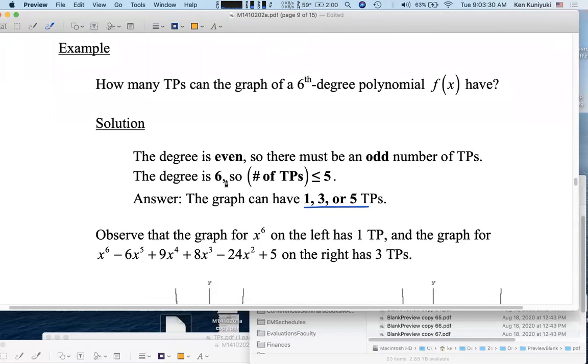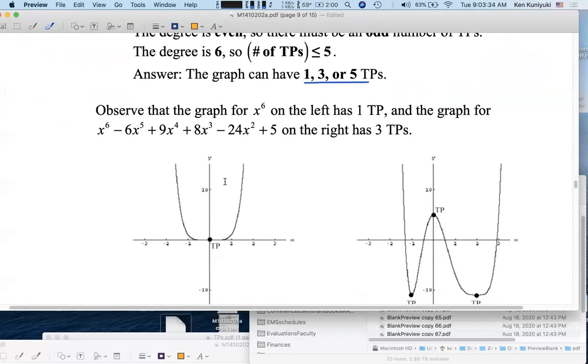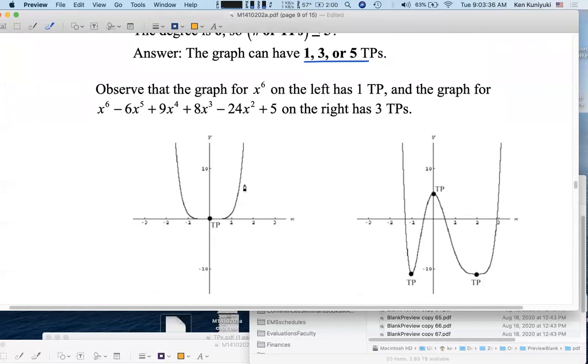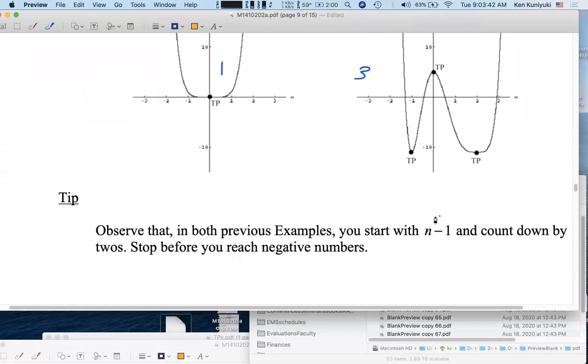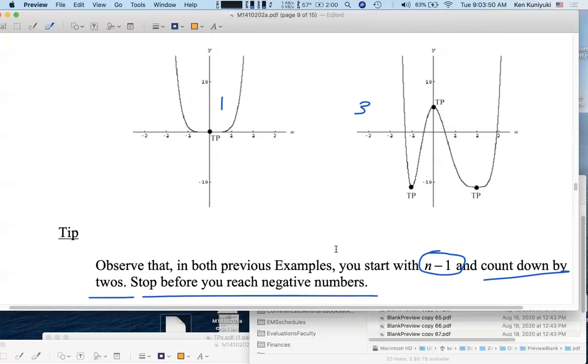Remember, only high-degree polynomial graphs can be very wavy. Here you have 1 turning point, here you have 3. And there are others with 5. Okay, so again, start with n minus 1, the degree minus 1, count down by 2s. Stop before you reach negative numbers. That's to get the list of possible numbers of turning points.